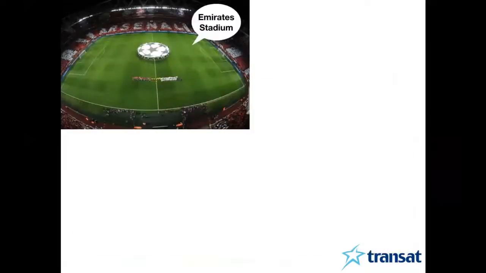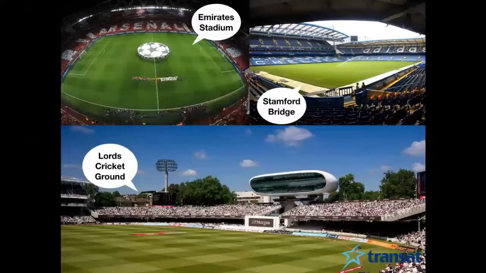For those sports fans, London is home to the Arsenal and Chelsea FC teams, as well as the world-famous Lord's Cricket Ground. If you don't get a chance to see a game, you can always do a tour of one of the stadiums.